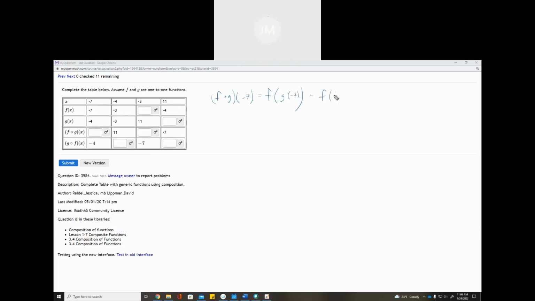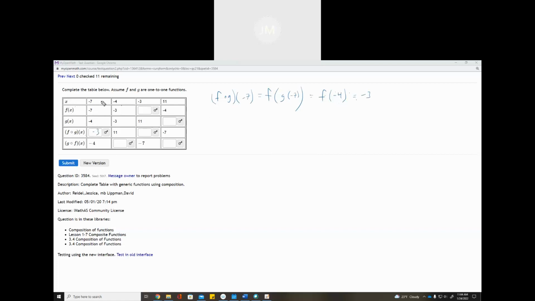So what I'm going to do is have f of -4. Then I say, well, is that a value that I know? So I look at my x values. Here's -4. When I plug that into my f function, I get -3. Okay, so f composed with g of -7 is -3.